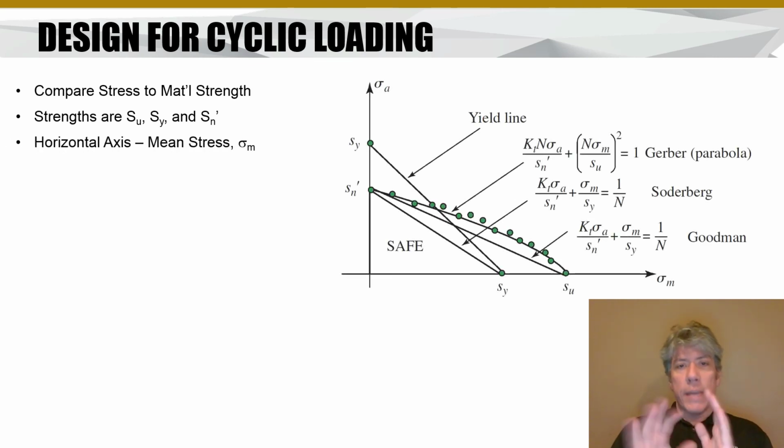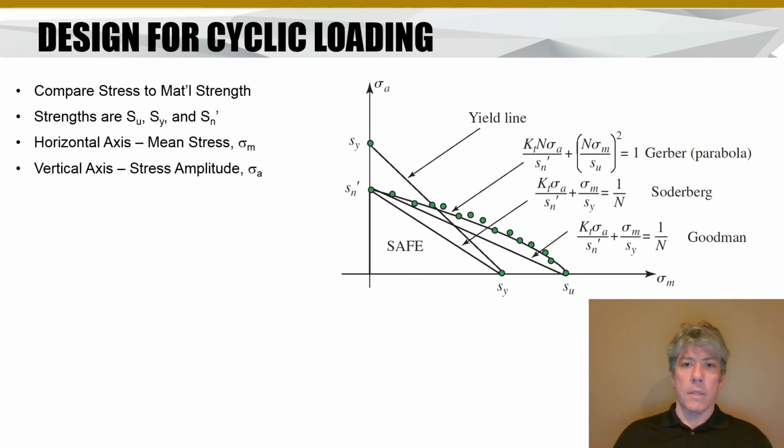Now what we're going to do is make a diagram that has the mean stress on the horizontal axis and the stress amplitude on the vertical axis. Okay, and then if we think about what this means, well, at an amplitude of 0, the mean stress is just going to be no fluctuation. It's just going to be some stress, right? Some value of stress, some static stress.